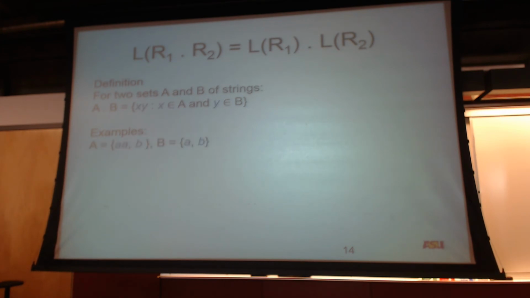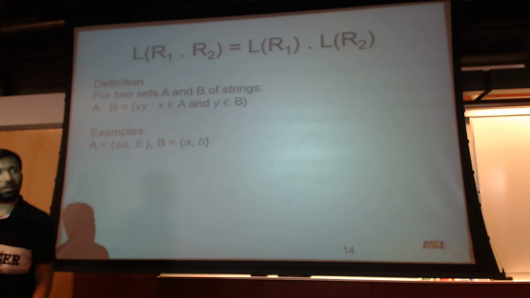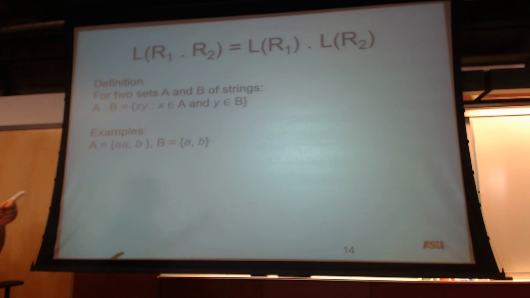So let's see some examples. Yes. So A is a set which has AA, comma B. Right? AA is one element. It's not two elements. So the cardinality of set A is 2, and that of B is also 2. So set A has AA, which is a string, and B another string. Set B has small a and small b as two separate items. What will be A dot B?